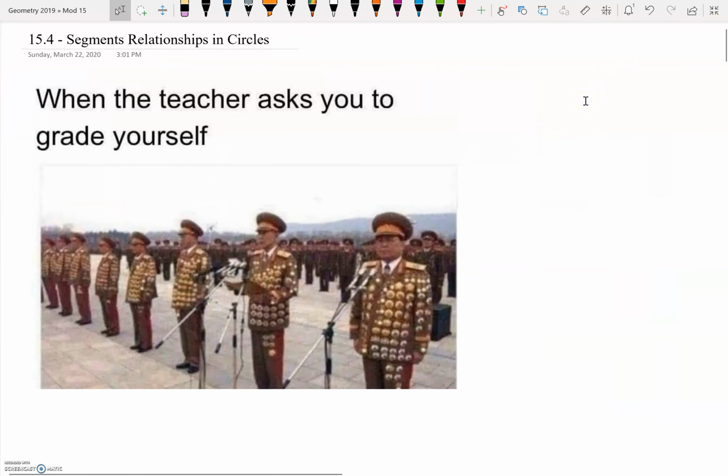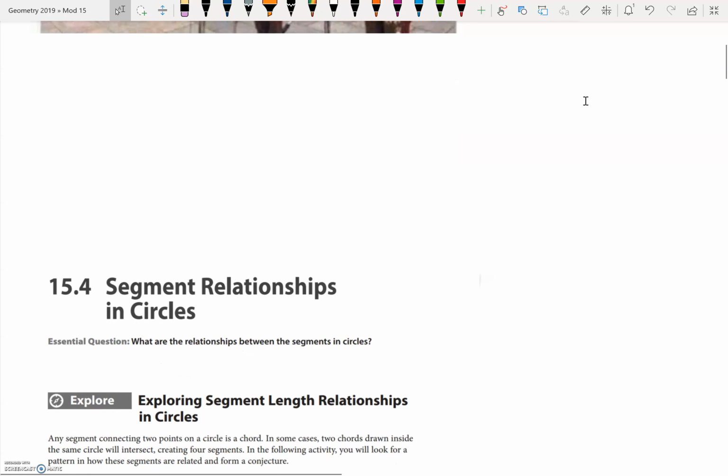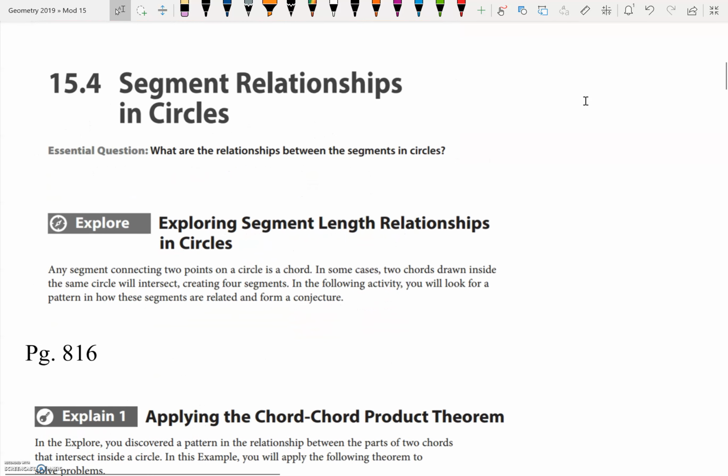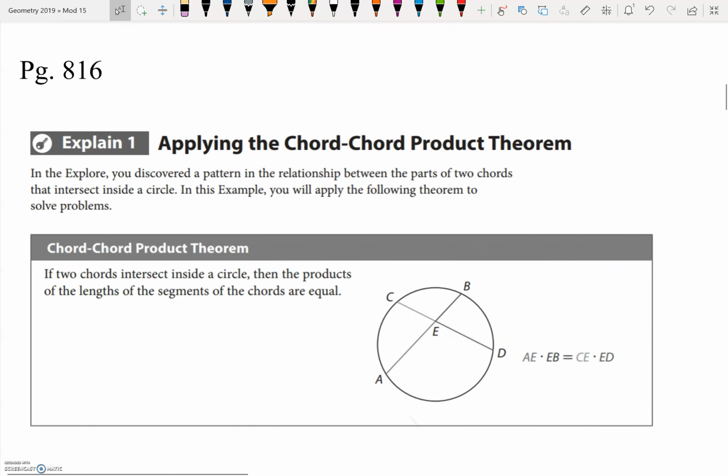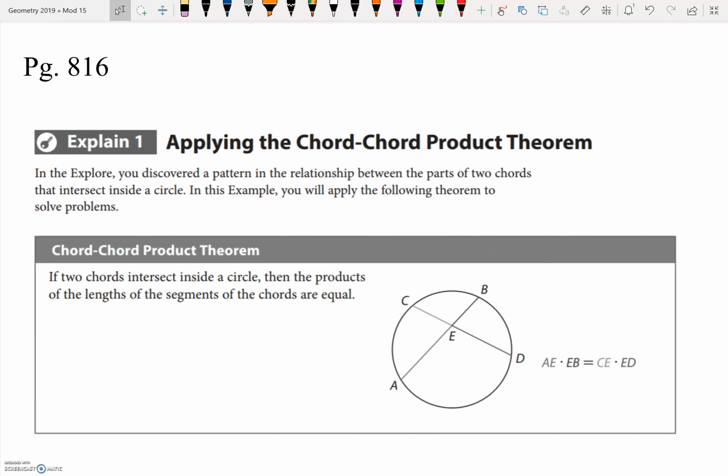Okay, so we are going to do the last lesson in Module 15, 15.4, Segment Relationships and Circles. On page 816, the first thing we are going to be talking about is the chord-chord product theorem.